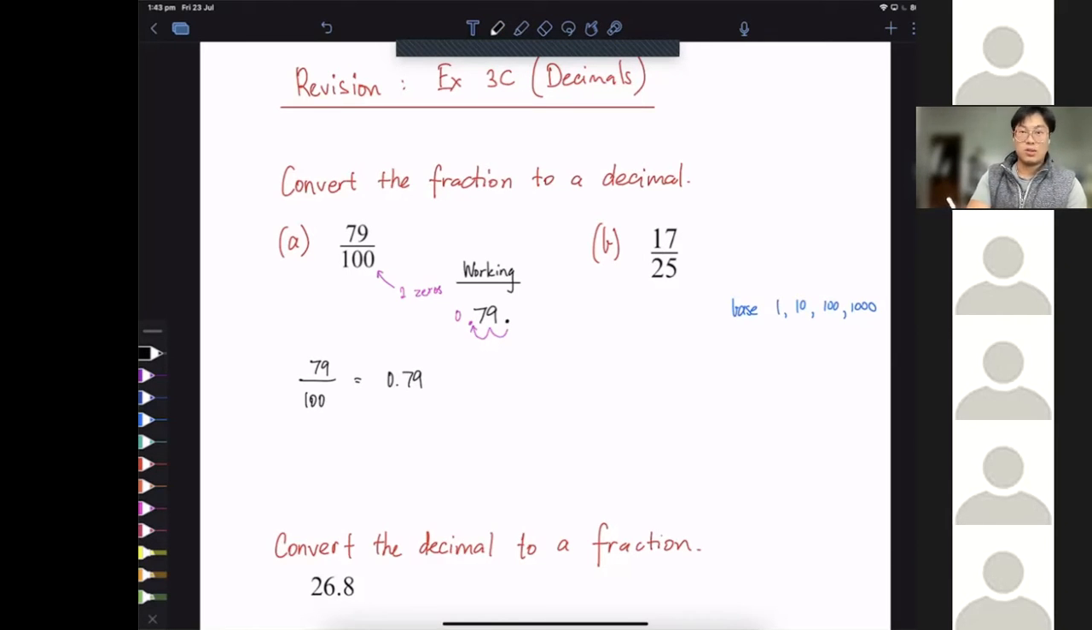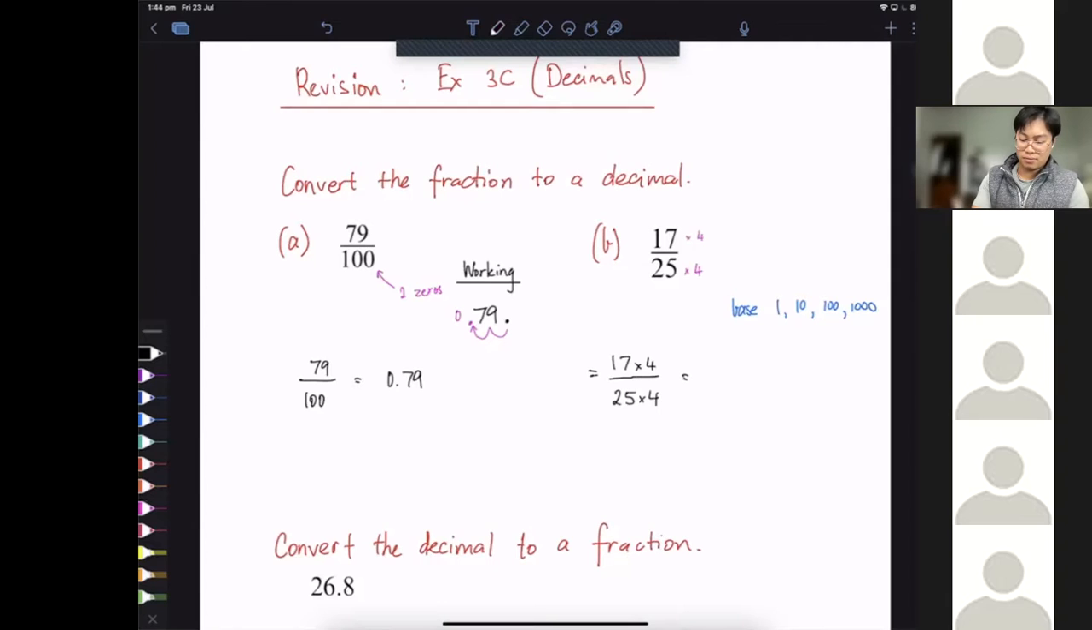All right, so what are you going to do to the bottom and the top? You times it by 4. All right, so we've got this 25. We're going to multiply the bottom by 4 to get to 100. What you do to the bottom, you do to the top. Fantastic. Okay, so what's 17 times 4? 49.